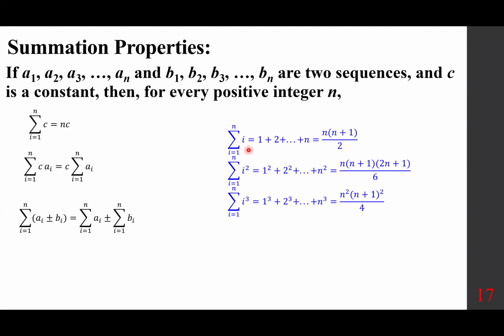The summation of i, which is 1 plus 2 plus up to n, becomes n times n plus 1 divided by 2. The summation of i squared, which is 1 squared, 2 squared, and so forth, becomes n times n plus 1 times 2n plus 1, over 6. The summation of i cubed becomes n squared times n plus 1 squared, over 4. We will need that for calculus. We will discuss that when we get there, and I'll go over it again in calculus. You need this stuff.